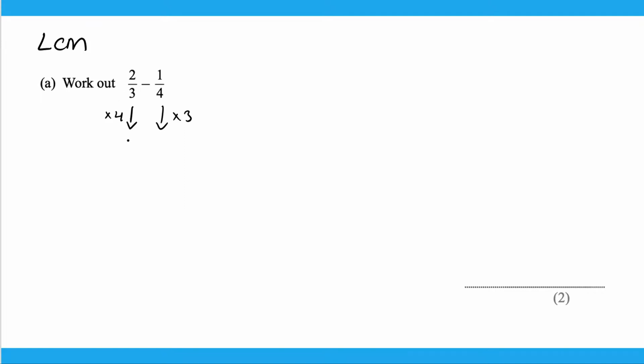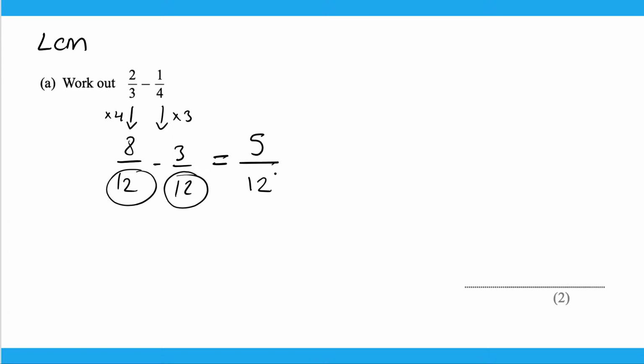So 2 times 4 is 8 over 3 times 4 is 12, subtract 1 times 3, which is 3, and 4 times 3, which is 12. Now they both have the same denominator, you can easily subtract them. 8 subtract 3 is 5 and the denominator stays the same, so you have 5/12 as your answer. Okay, and that's worth 2 marks there.